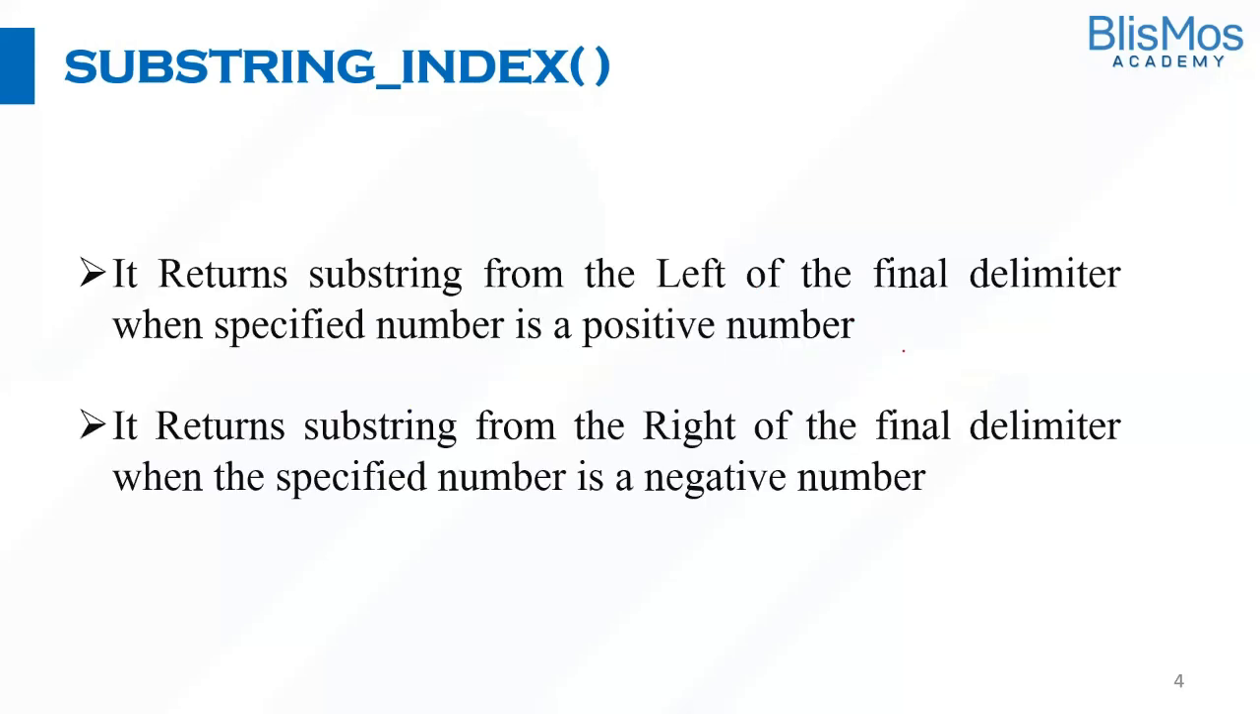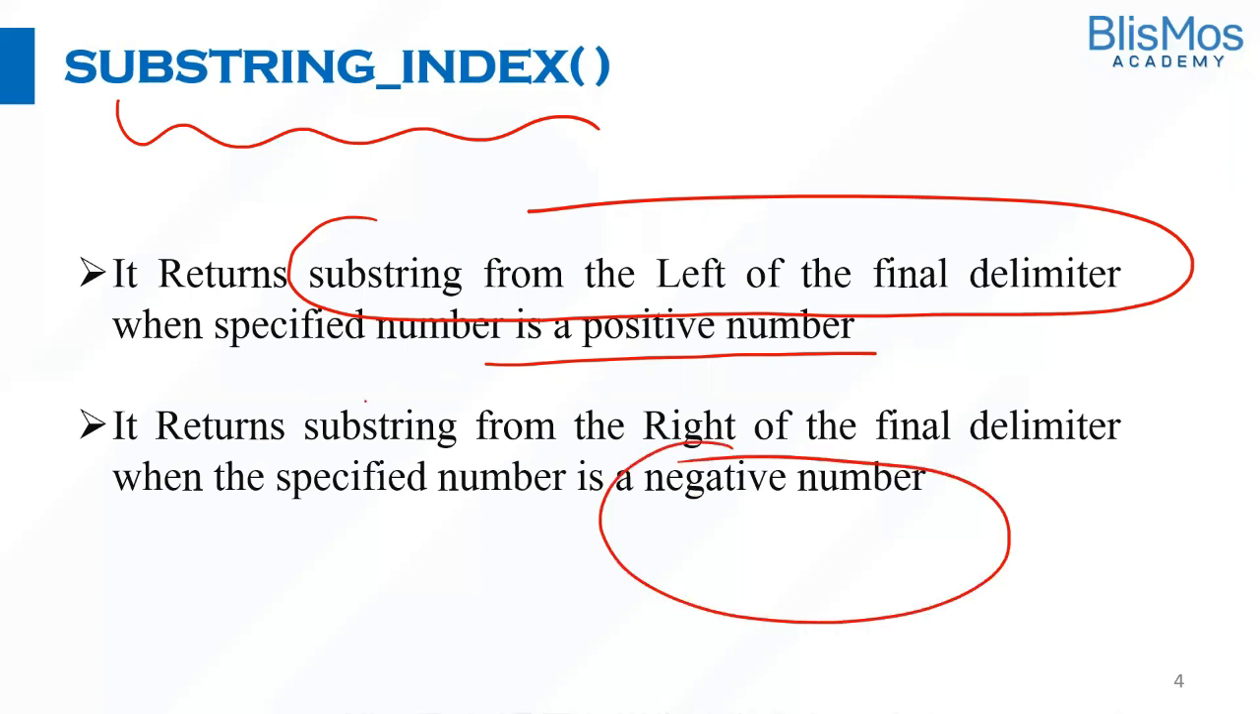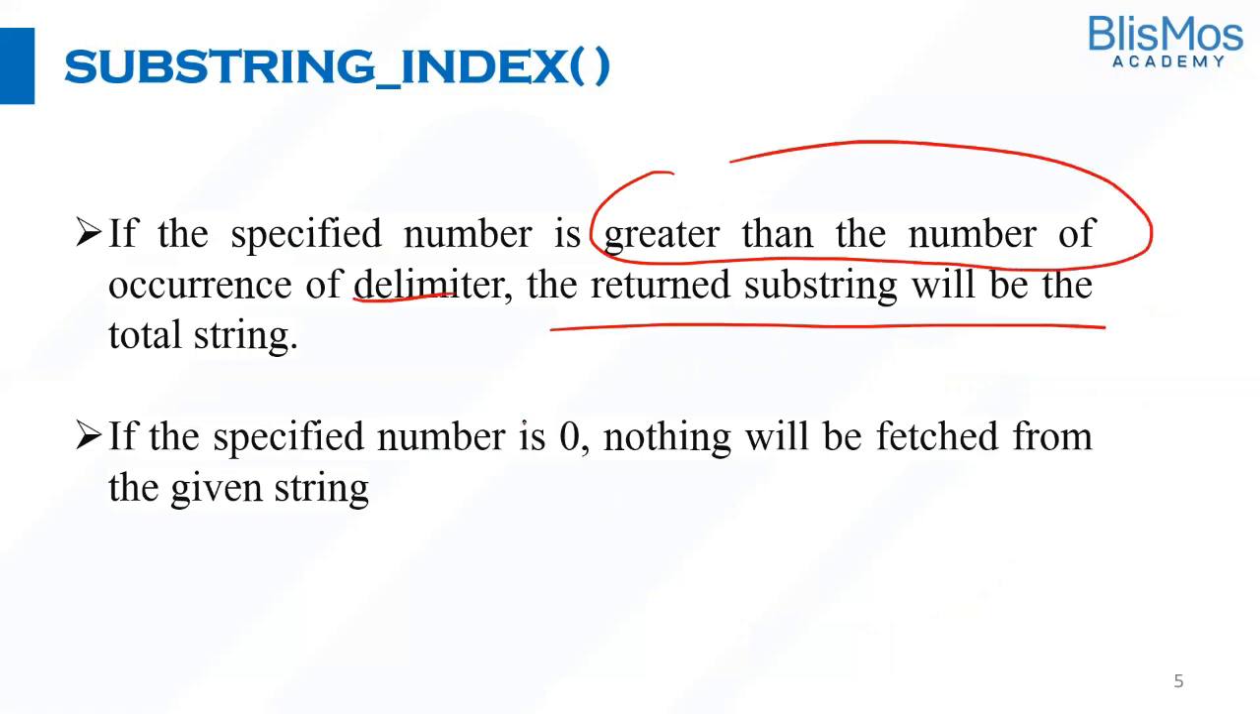Some important aspects before we take an example. This function returns a substring from the left of the final delimiter when a positive number is specified as part of the argument. If you specify a negative number, it returns a substring from the right of the final delimiter. It will be explicit with an example. In case you specify a number greater than the number of occurrences of a delimiter, it returns the whole string. If you specify 0, then nothing will be fetched from the string.